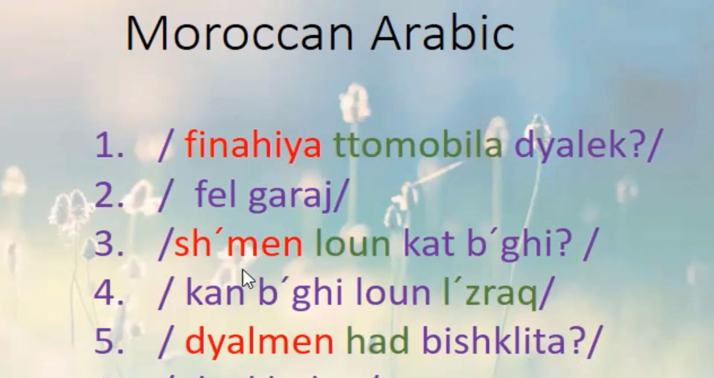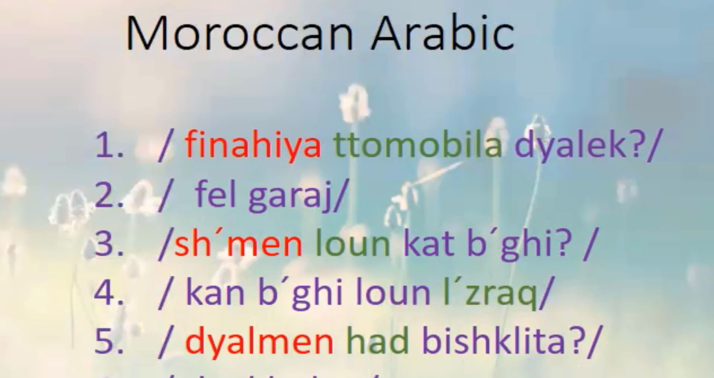شمن لون كتبغي. So which is شمن. Color is لون. Do you like is كتبغي. I like كنبغي. You like كتبغي. She likes كتبغي. We like كنبغيو. You like كتبغيو. They like كيبغيو. So which color do you like? شمن لون كتبغي. I like blue. كنبغي اللون الأزرق. So زرق is blue. Red is الأحمر. White is الأبيض. Yellow is الأصفر.